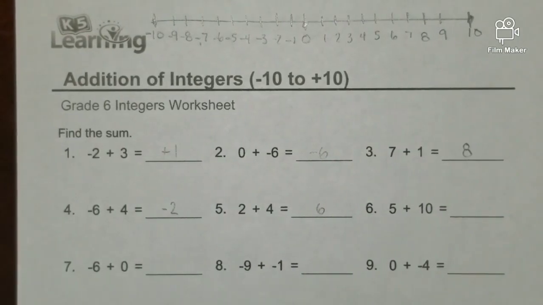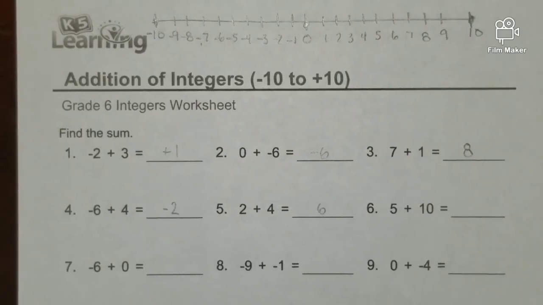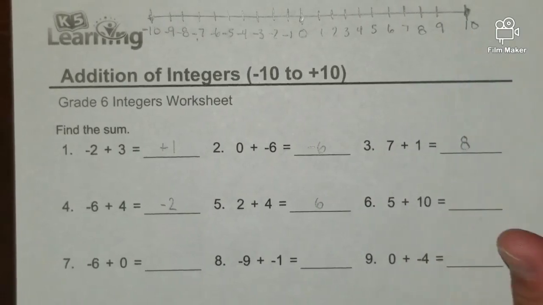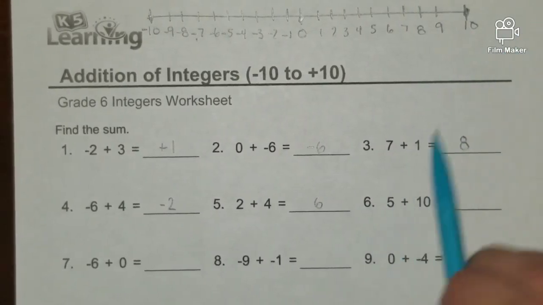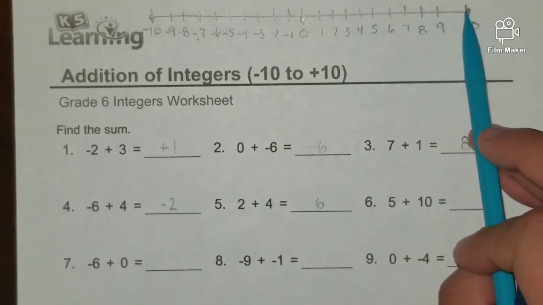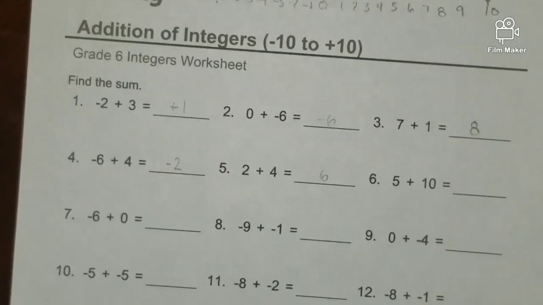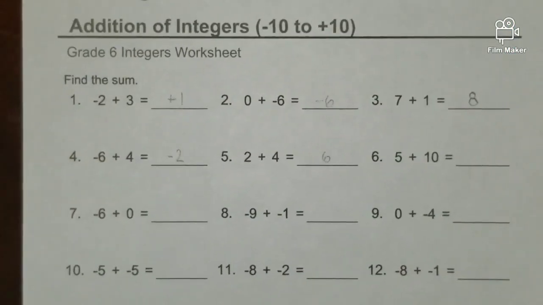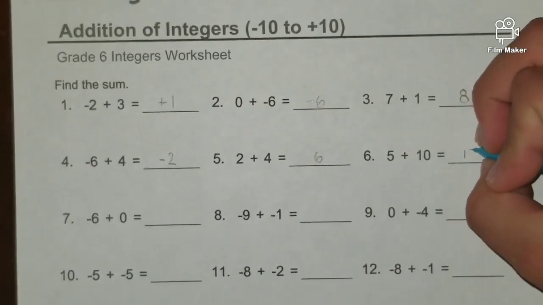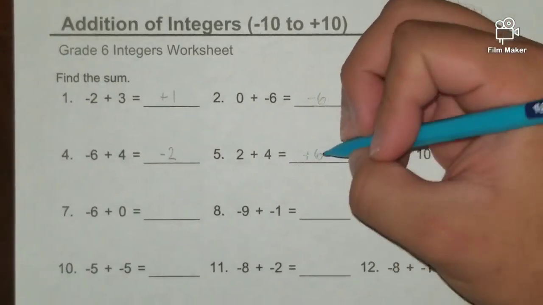For the next one, we have 5 plus 10. So we start at 5, and I'm sorry that I do not have the rest of the numbers that would go. So we would go from 5 and then add 10. So 1, 2, 3, 4, 5, 6, 7, 8, 9, 10. And if you do your math right, you should get positive 15. And I'm sorry, I have not been writing the positives on these.